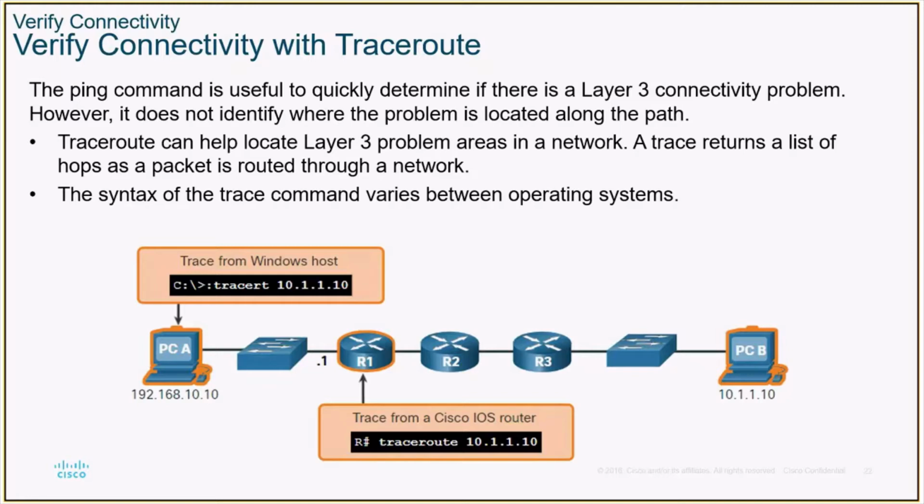Trace route can help locate layer 3 problem areas on a network. A trace returns a list of hops as the packet is routed through a network. The syntax of the trace command varies between different operating systems. On Windows, it's tracert. On Cisco, it's traceroute. But if you just type in trace, that's enough for it to be unique, and so I've rarely typed the entire command in. And so again, you can do a destination.